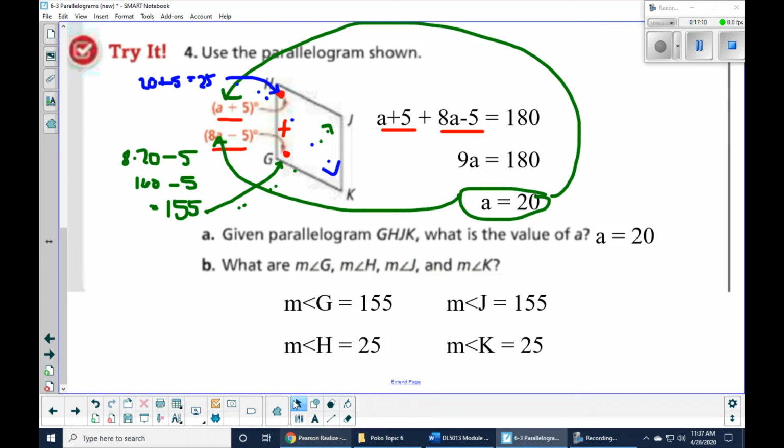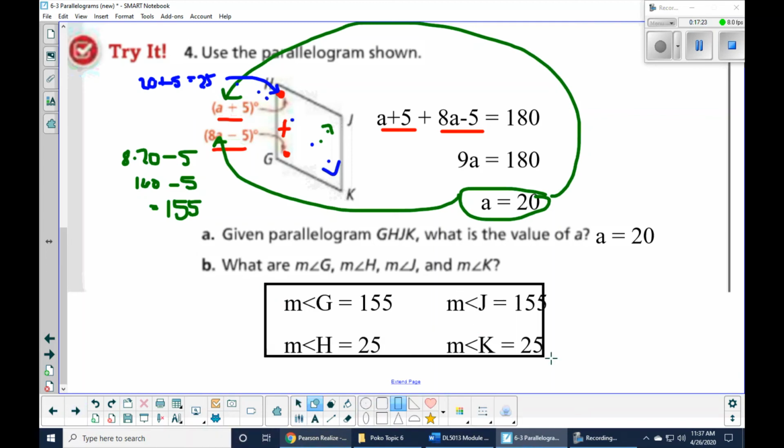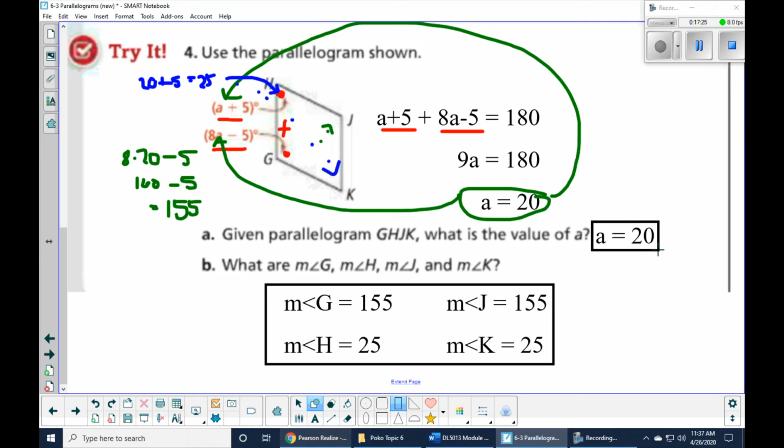Okay, so I'm going to try to get rid of a couple of those things. Whoops, I guess I shouldn't do that. Hopefully it's not as messy. Okay, so this right here, though, is all our final answers for example number 4.